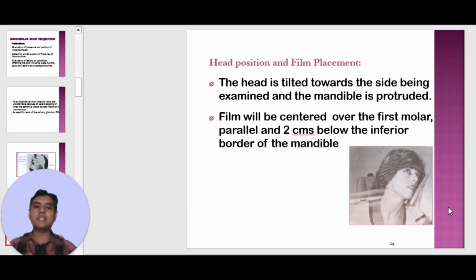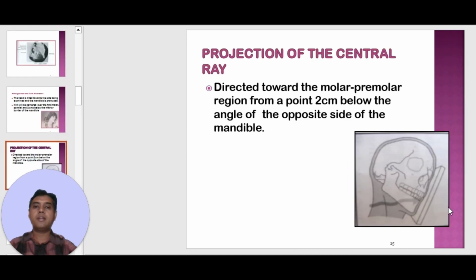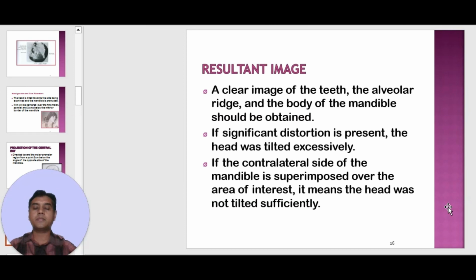The head is tilted towards the side being examined and the mandible is protruded. Film is centered over the first molar, parallel and 2 cm below the inferior border of the mandible. Central ray is directed toward the molar premolar region from a point 2 cm below the angle of the opposite side of the mandible. Resultant image is the image of the teeth, the alveolar ridge, the body of the mandible.